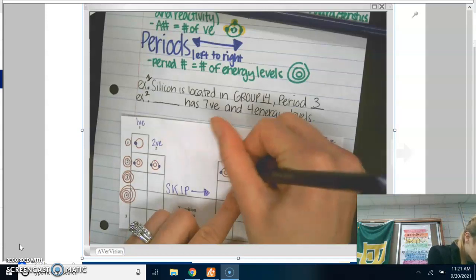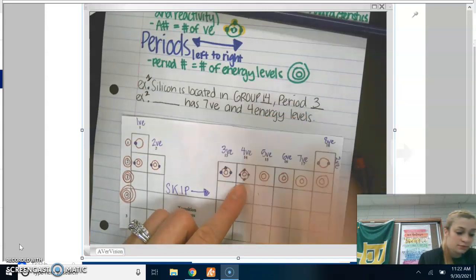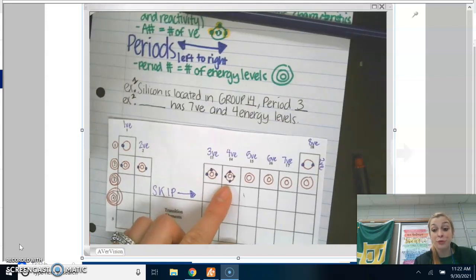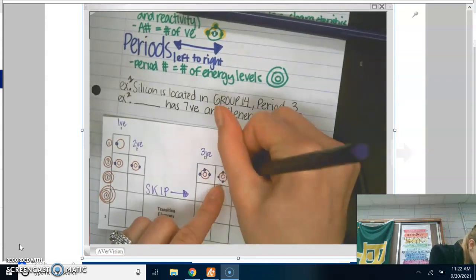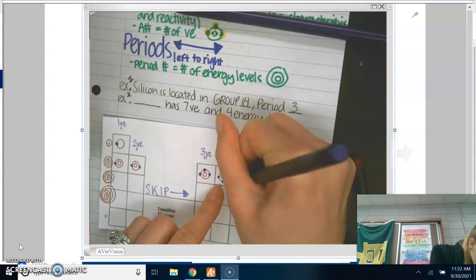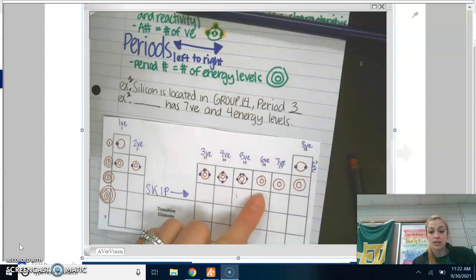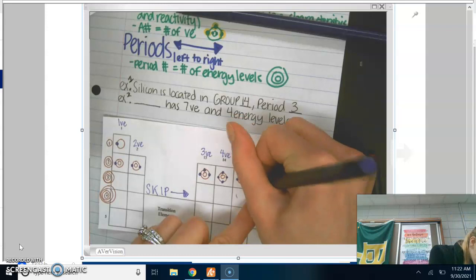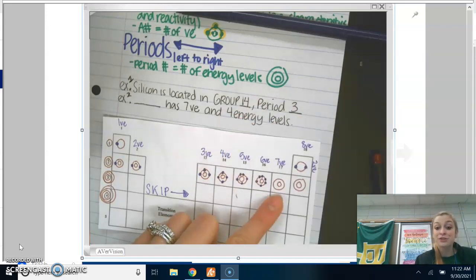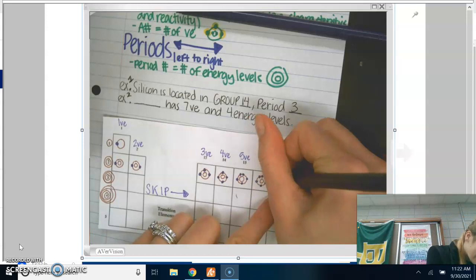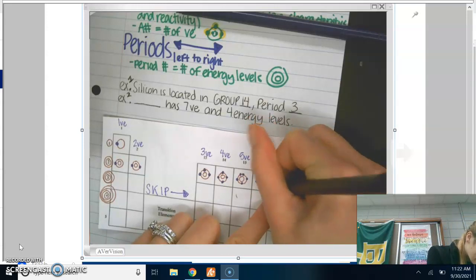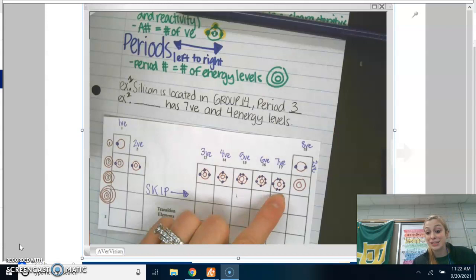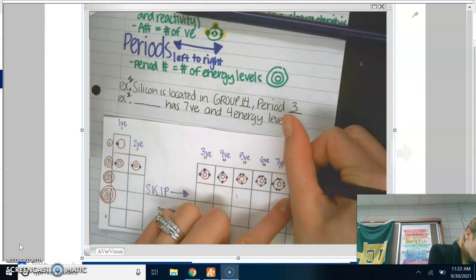We need to draw 4. Period 2, group 15. We need to draw 5 valence electrons. Period 2, group 16. 6 valence electrons. Period 2, group 17. 7 valence electrons. Period 2, group 18. All 8 valence electrons.